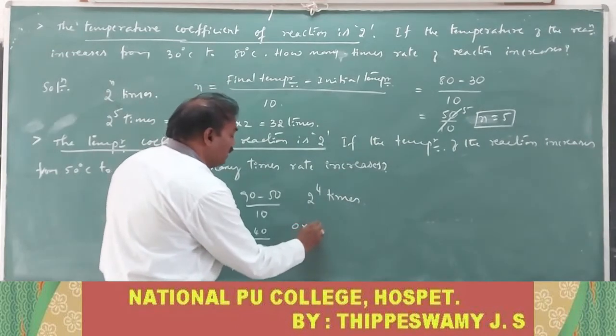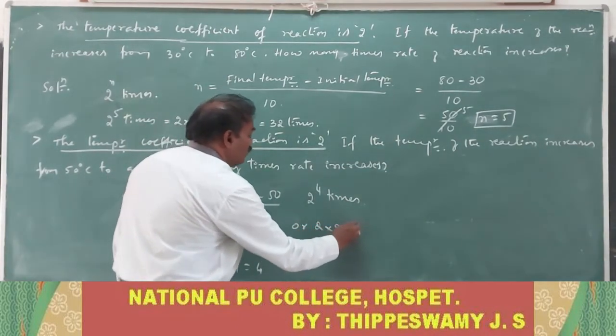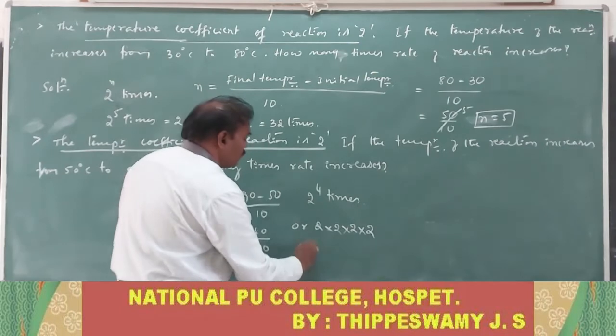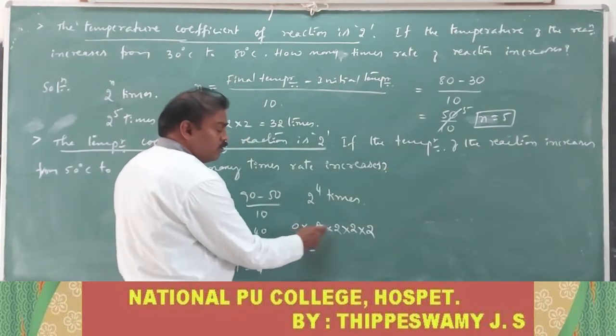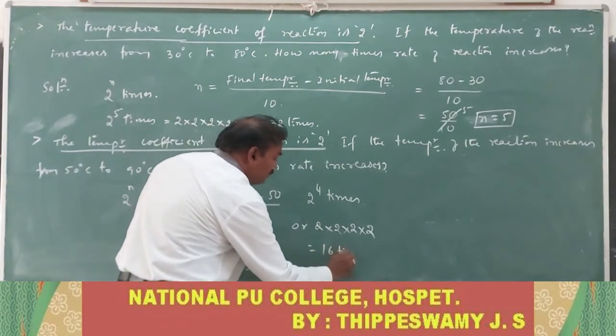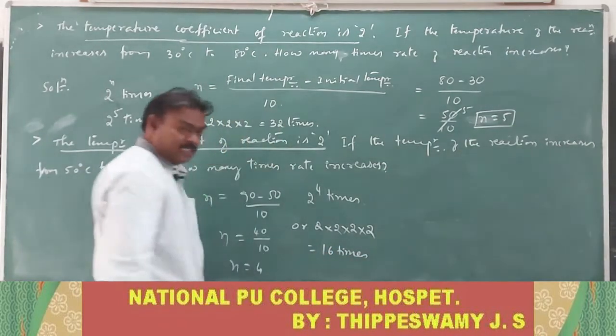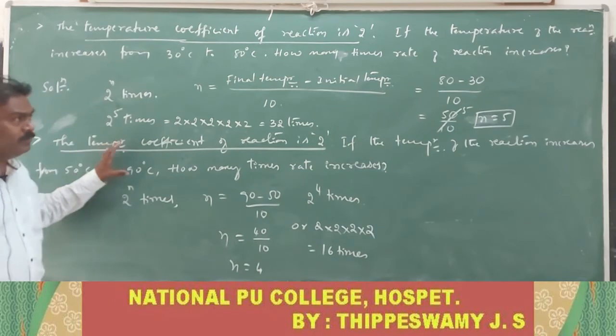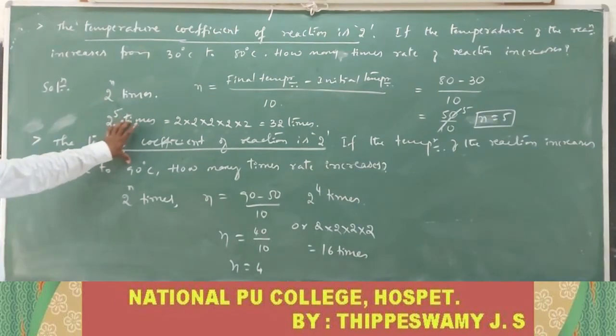Or you can take 2 into 2 into 2 into 2. What is this equal to? 2 to the 4, 4 to the 8, 8 to the 16. The rate of reaction increases 16 times. In this way we can solve some numericals based on the temperature coefficient of reaction.